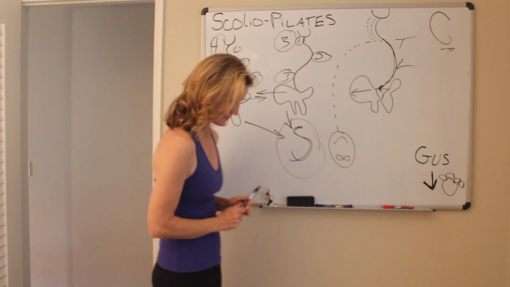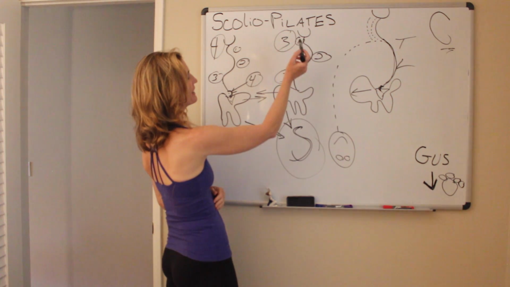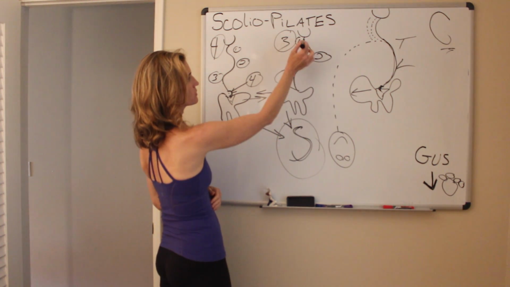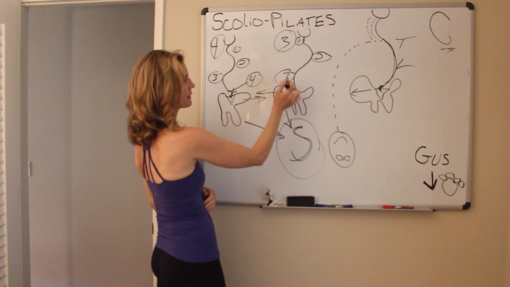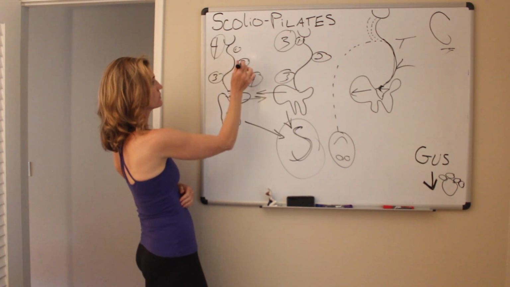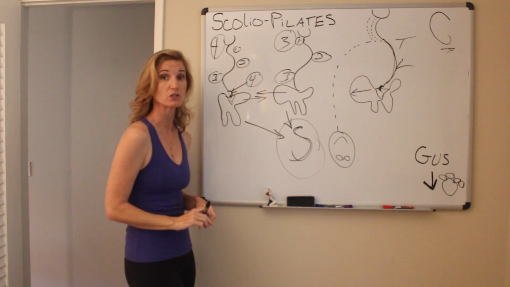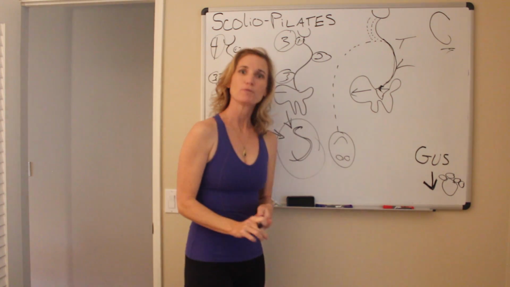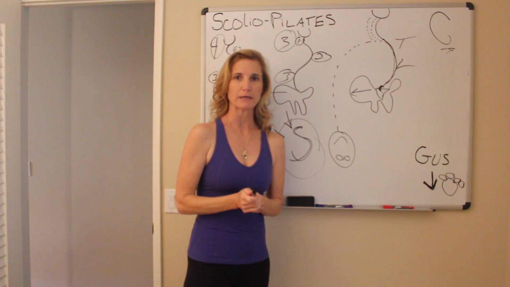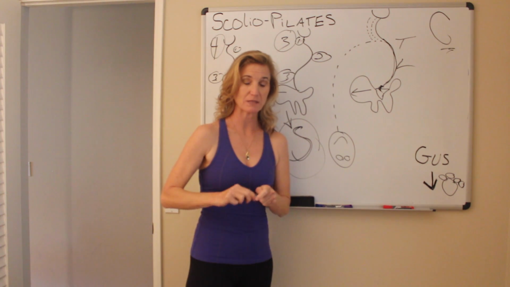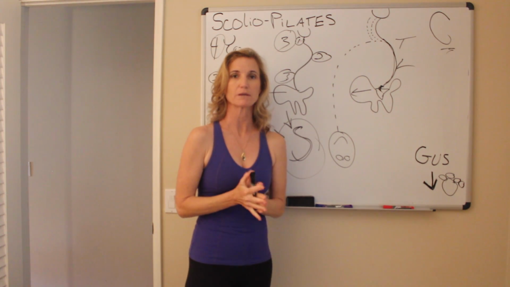Gus is still down there. And we have the 3 curves: cervical, neck, thoracic, mid-back, lumbar. And we have 4 curves: cervical, thoracic, lumbar, L5-S1 change. Hopefully that will help you out a little bit. It's certainly not meant to be specific to you, but maybe it will give you a little bit of insight.